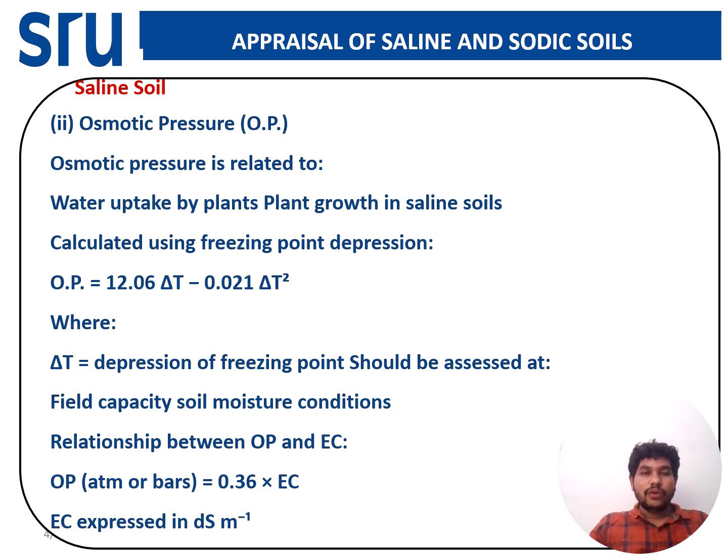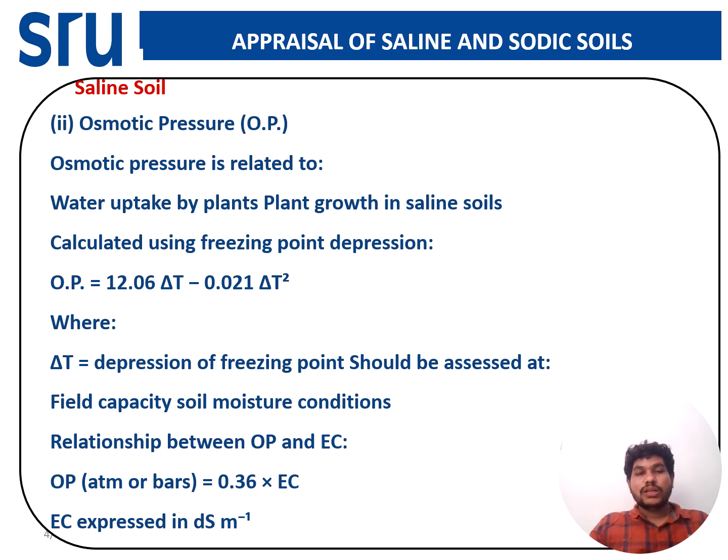Another criterion is OP. OP is calculated by the formula OP = 12.06 × depression of freezing point (ΔT) − 0.21 × (depression of freezing point)². Then OP and EC have a relation. If you want to calculate OP, we have to use EC: EC × 0.36 gives you OP.